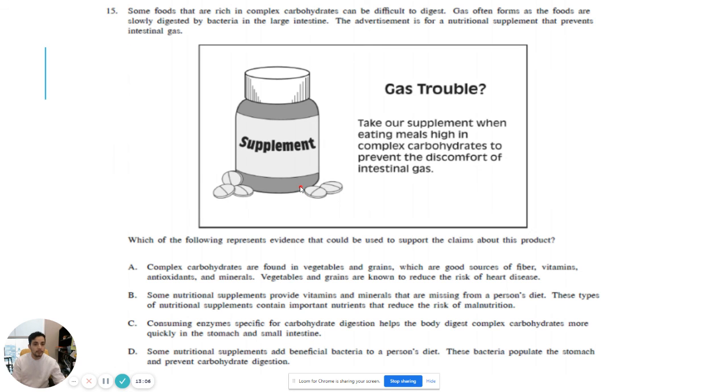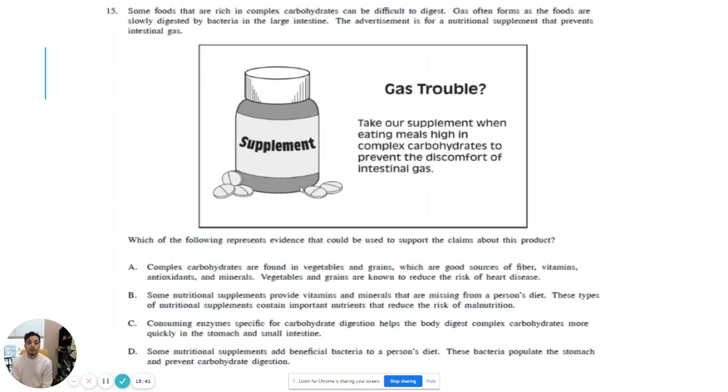Okay. This one I know is a little difficult, okay? But just try to pick out keywords. Some foods that are rich in complex carbohydrates are difficult to digest. Gas often forms as the foods are slowly digested by bacteria in the large intestine. The advertisement is for a nutritional supplement that prevents intestinal gas. Take our supplement when eating meals high in complex carbohydrates, to prevent the discomfort of intestinal gas. Which of the following represents evidence that could be used to support the claims about this product?